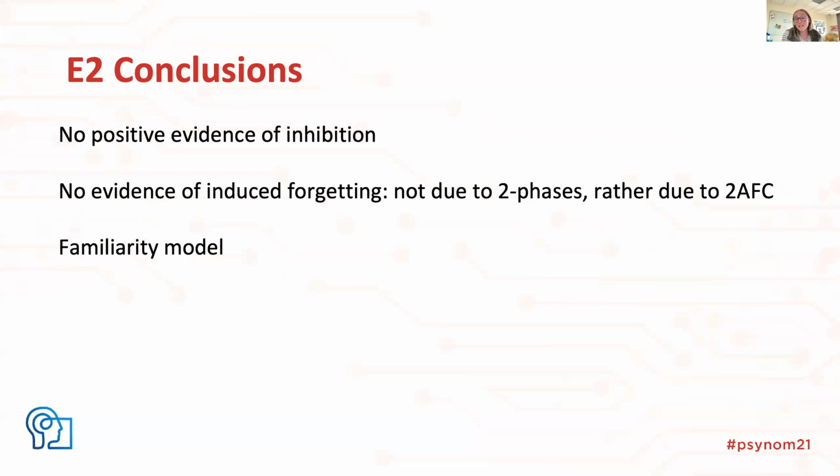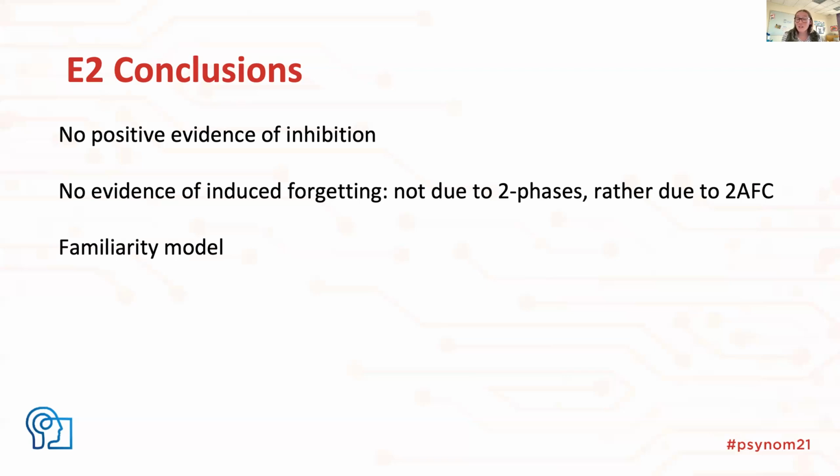Again, we found no positive evidence of inhibition nor evidence of induced forgetting. This failure to find induced forgetting was also found in experiment 1, but that failure could have been due to the use of a two-phase design. The reversal of induced forgetting found here had to be due to the use of speeded two-alternative forced choice, not the two-phase design. These results suggest that induced forgetting found in previous studies is due to the use of different contexts or different decision criteria to judge the two critical pictures. A model based on familiarity can show how this might work.